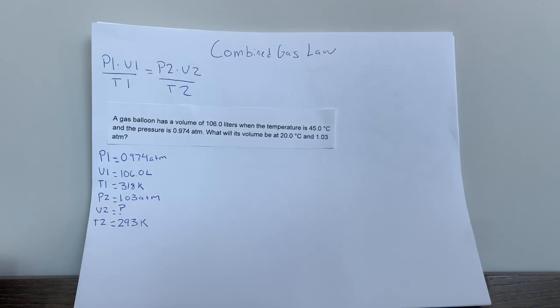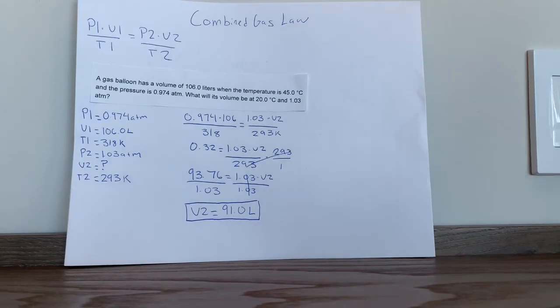Now that the problem has given us all the numbers we need, we can plug them into the equation. So for P1, we have 0.974 atm, V1, we have 106.0 liters, T1, we have 318 Kelvin, P2, we have 1.03 atm, V2, we're not sure yet, and T2, we have 293 Kelvin. Now that we have all the numbers laid out nicely for us, we can plug them all into the equation.